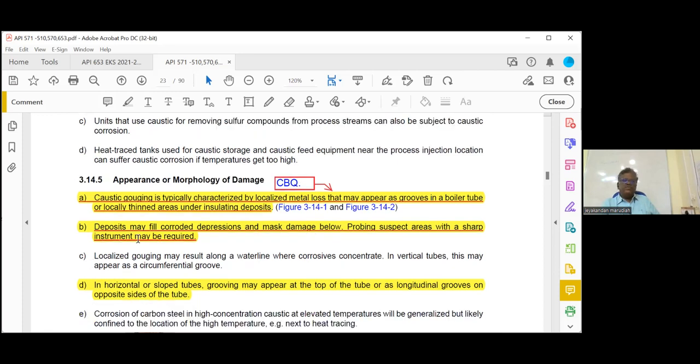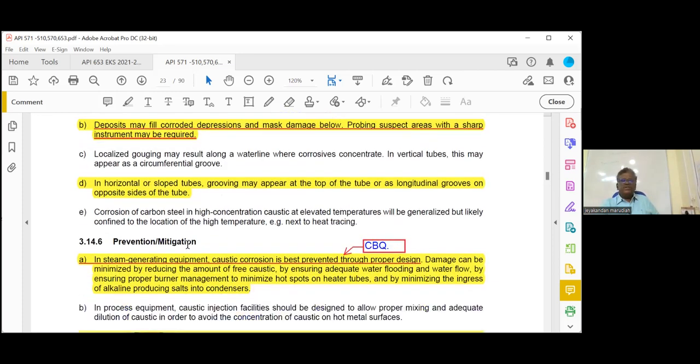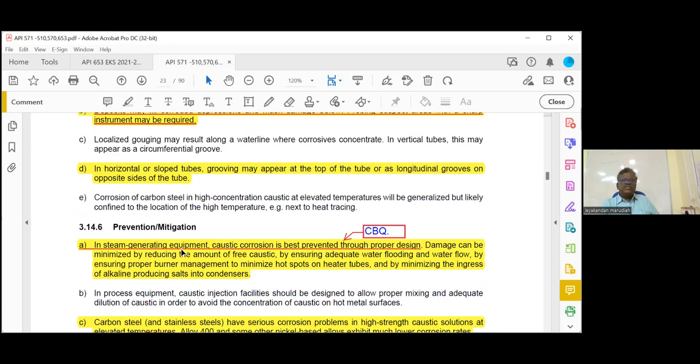Then highlight the B also. Deposit may fill corroded depressions and mask damage below. Probing the suspect area with a sharp instrument may be required. We have to use a sharp instrument. Prevention. In steam generating equipment, caustic corrosion is best prevented through proper design. That is a closed book question.